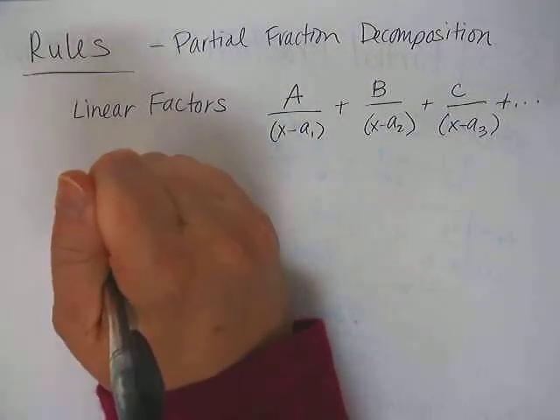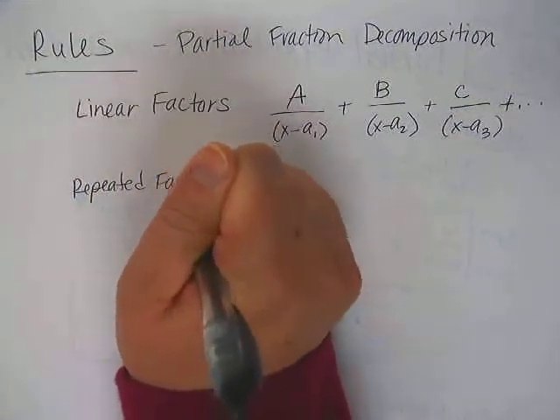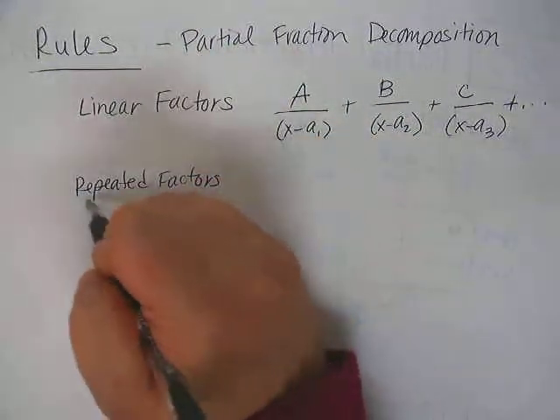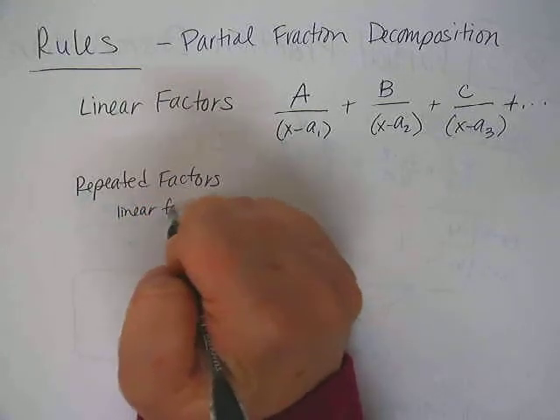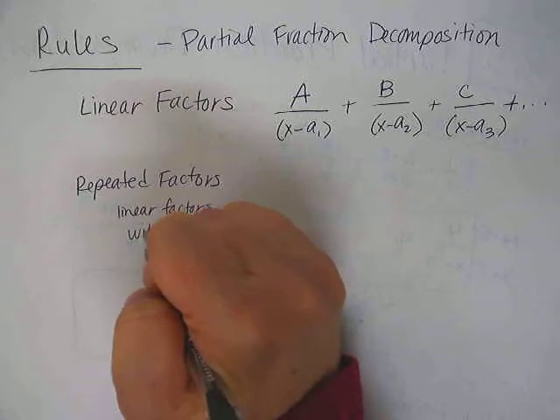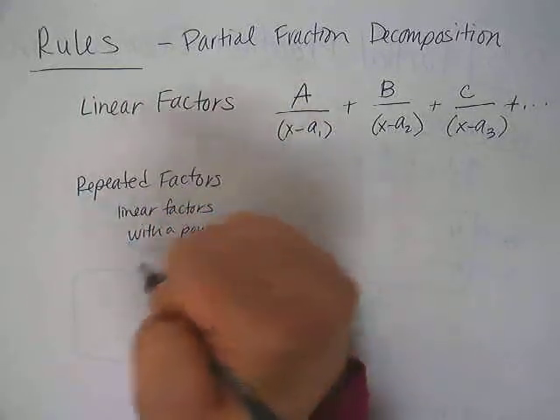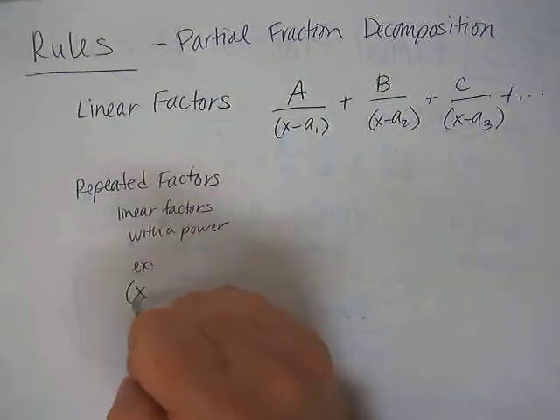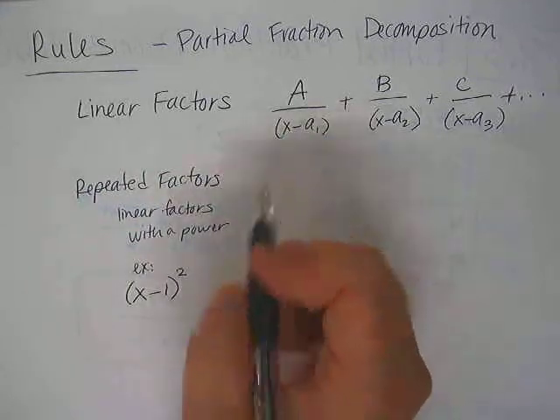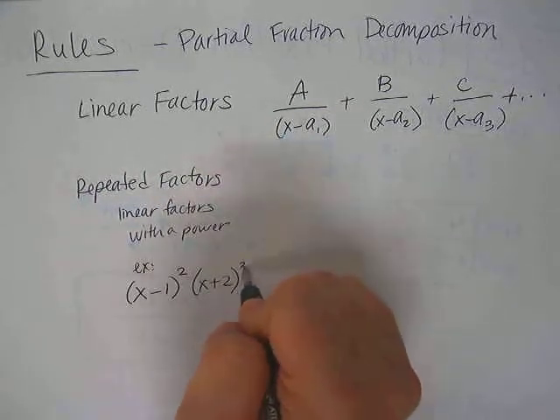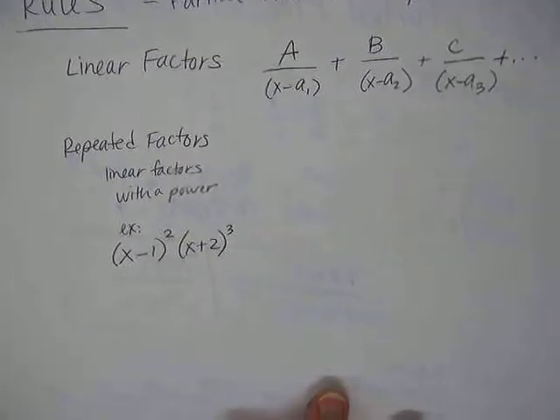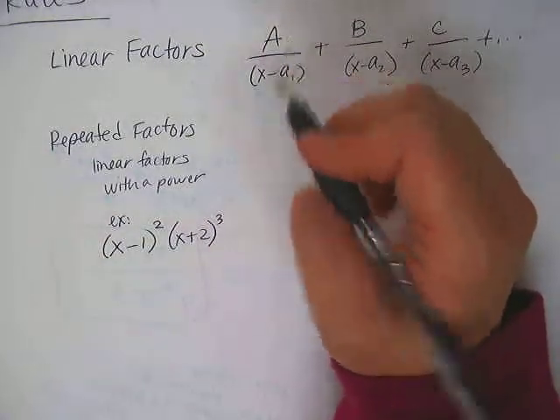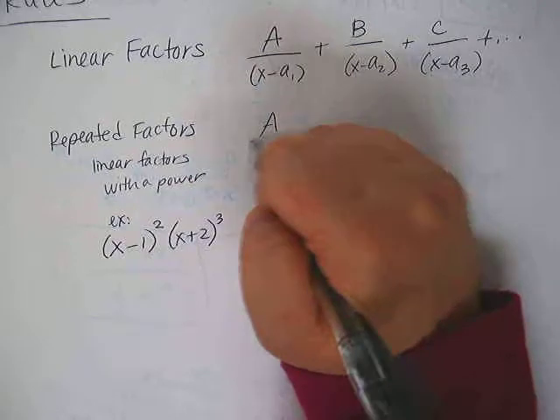Okay? If you have repeated factors, that would be linear factors with a power. So for example, if I had something like x minus 1 squared and x plus 2 cubed, then you actually have to write out separate ones for the individual factors. It's kind of confusing to explain. I just have to go from here, okay?